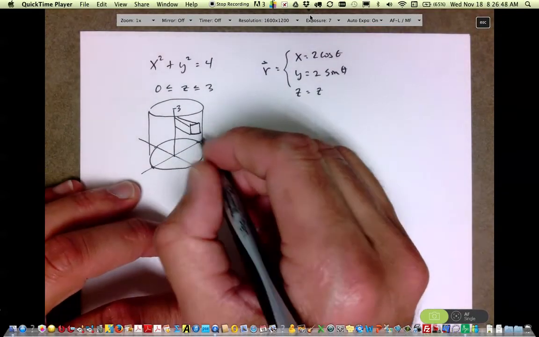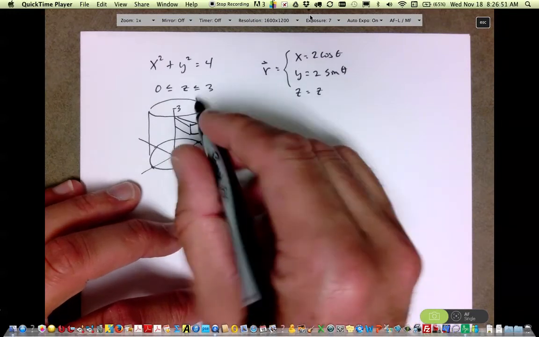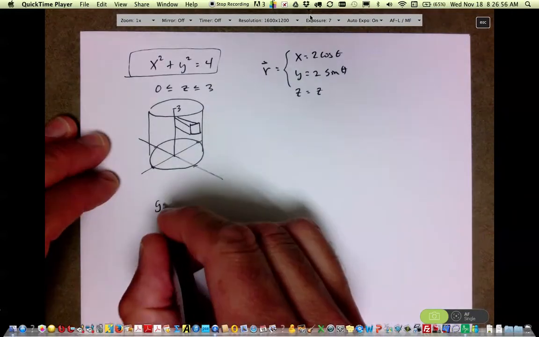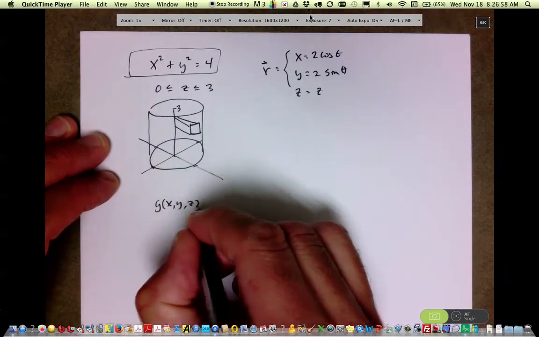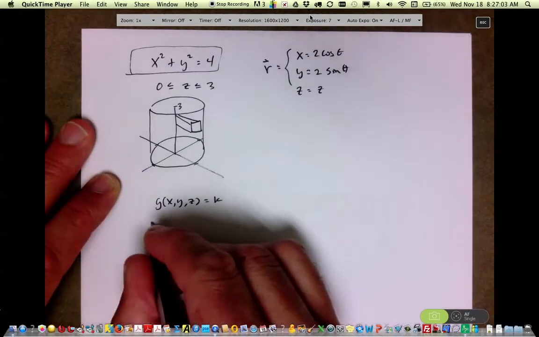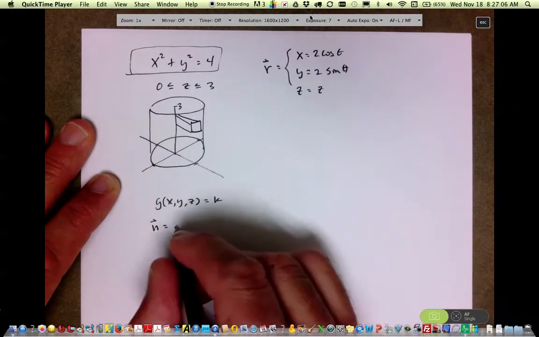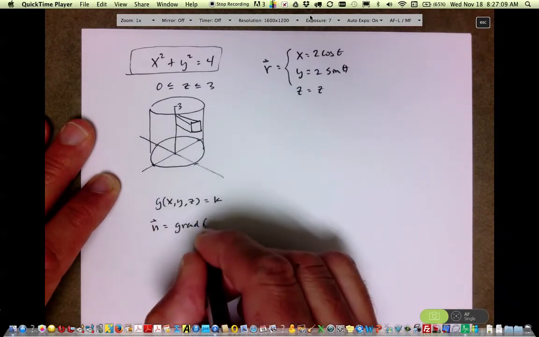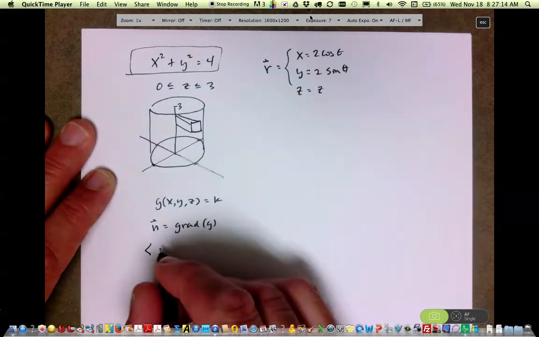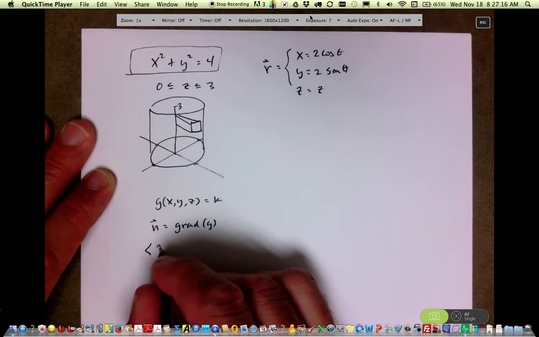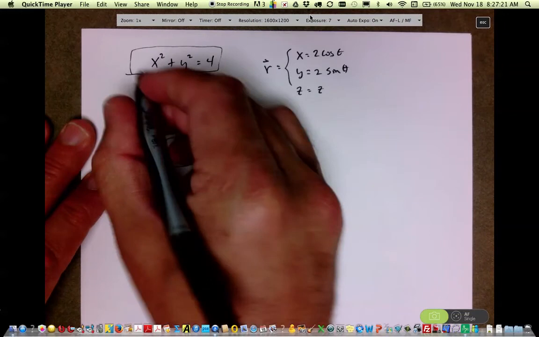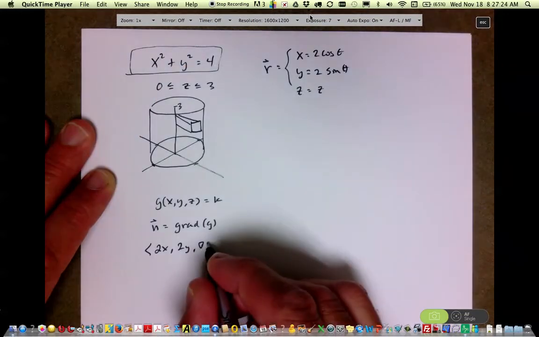All right, now one thing that we need to take advantage of is that this expression up here is in the form of g of x, y, and z is equal to a constant. Okay, a vector that is going to be perpendicular to this plane is going to be the gradient of g. All right, and if you take the gradient of this, you're going to get the derivative of x squared is going to be 2x. The derivative of y squared is 2y, and the derivative, there's no z in here, so that's going to be just 0.